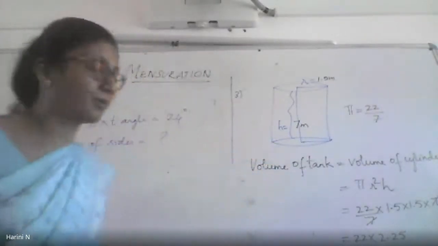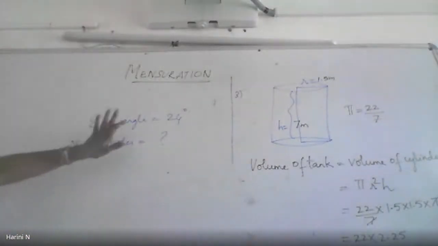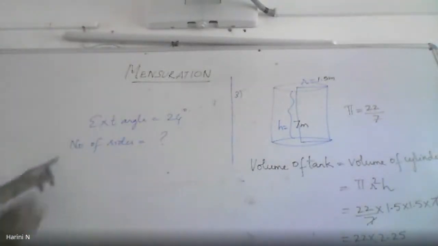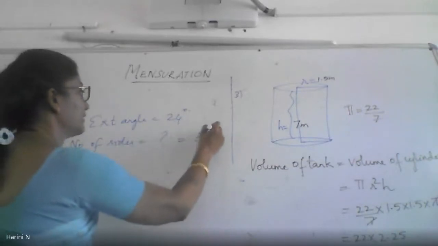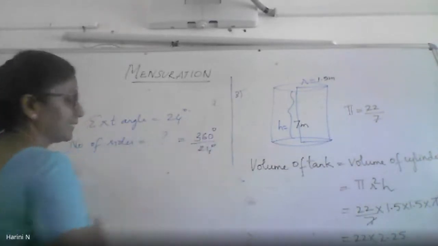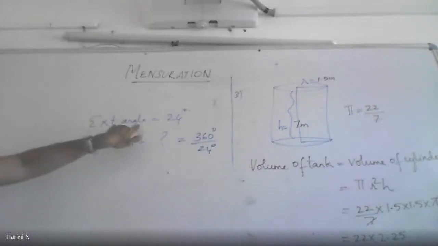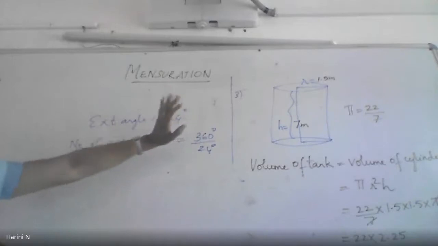So we were talking about the exterior angle property, which says the sum of the exterior angles is 360 degrees. So when you want the number of sides, you divide this 360 by 24. You will get the number of sides. This will happen if the exterior angle is given. Now this division will directly give you the number of sides.